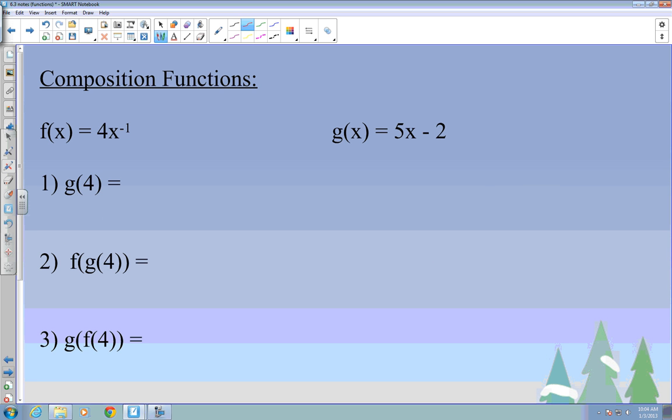So let's do some more with those composite functions. We'll try and do the ones that are going to work out. Okay, the first one everybody can do. I have f of x is 4x to the negative 1. G of x is 5x minus 2. Write those both down at the top of your paper. Then we're going to do g of 4. I want everybody to just do that one. Show your work, how you substitute it.